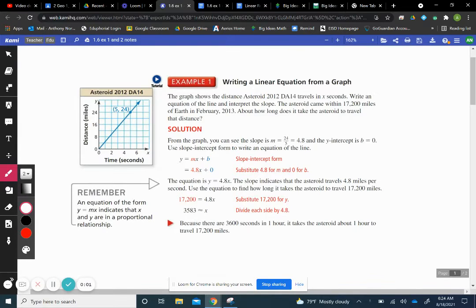I know a lot of us have been out recently, so I'm going to work these two examples in video format so you can be ready for your quiz Thursday the 19th. So we're going to work example 1.